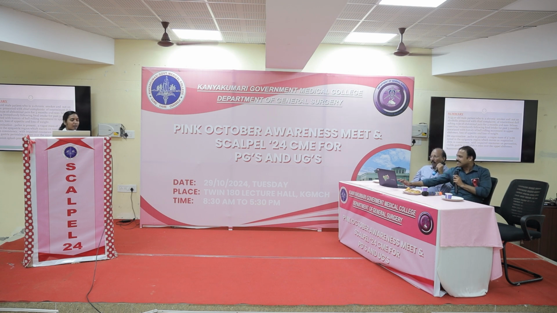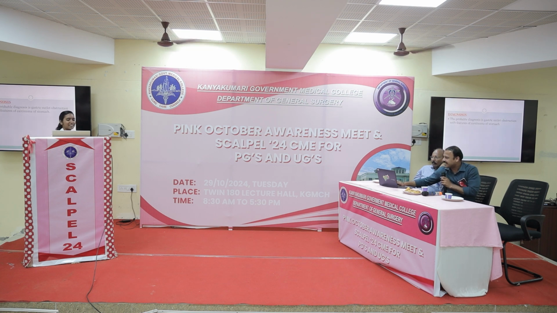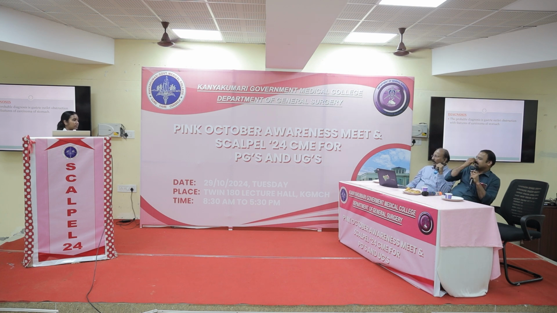What's your diagnosis? Probable diagnosis? Differential diagnosis? Gastric outlet obstruction, most probably due to carcinoma stomach. Carcinoma stomach. Okay. Which part of the stomach? Pylorus, the distal part of the stomach. Be specific. Only the pylorus part of the stomach will produce obstruction, whereas the body usually will not produce obstruction.